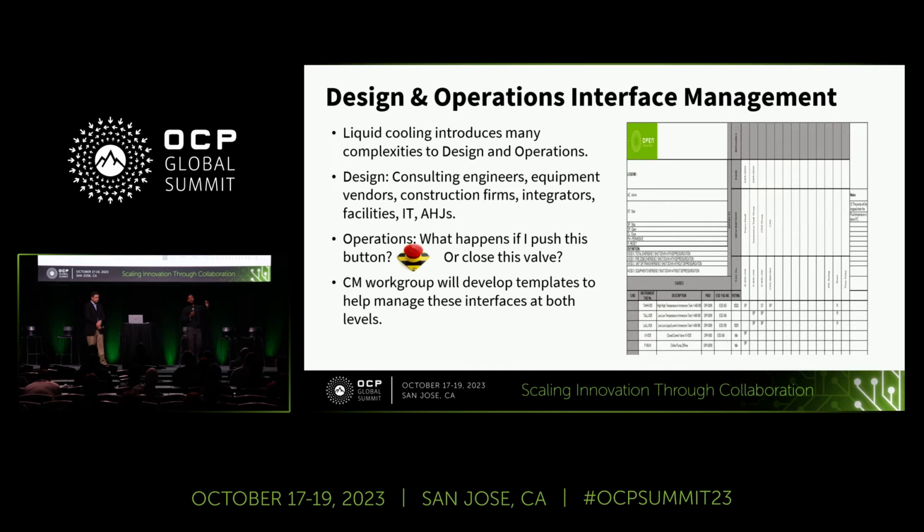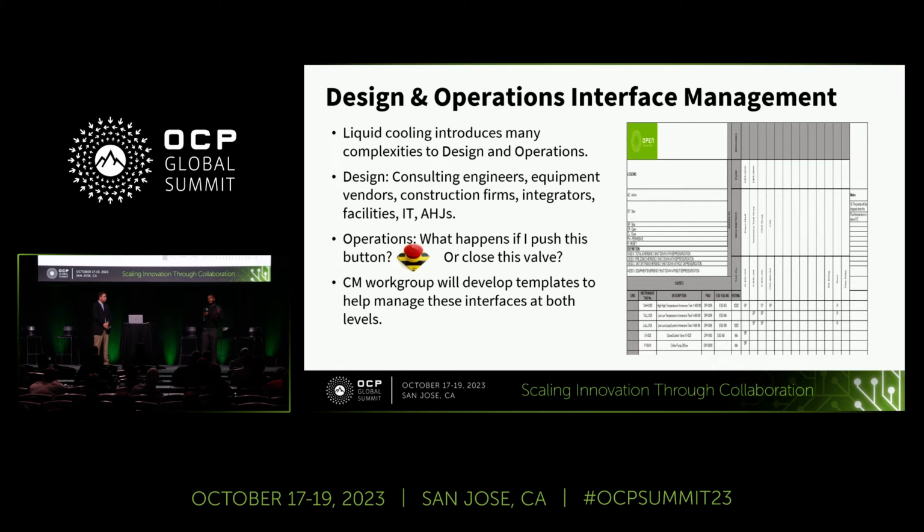Finally, what we're talking about now in the white paper is design and operation interface management. So on the design side, those complexities introduced by liquid cooling, what do you need to look out for in design that you may miss? The example I always give is, if you have drains and vents all along your TCS system and in your rack, who's responsible for ensuring that those are installed? Is it the consulting engineer? Is it the integrator? We can't tell you that, but we can tell you that's something you need to look out for.